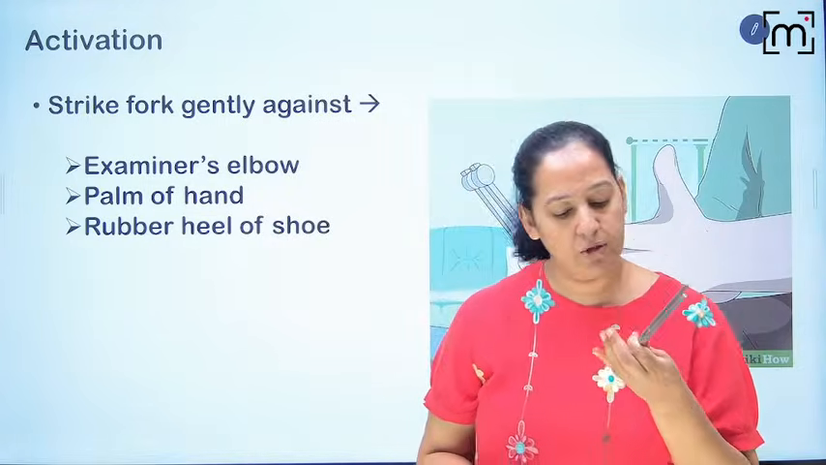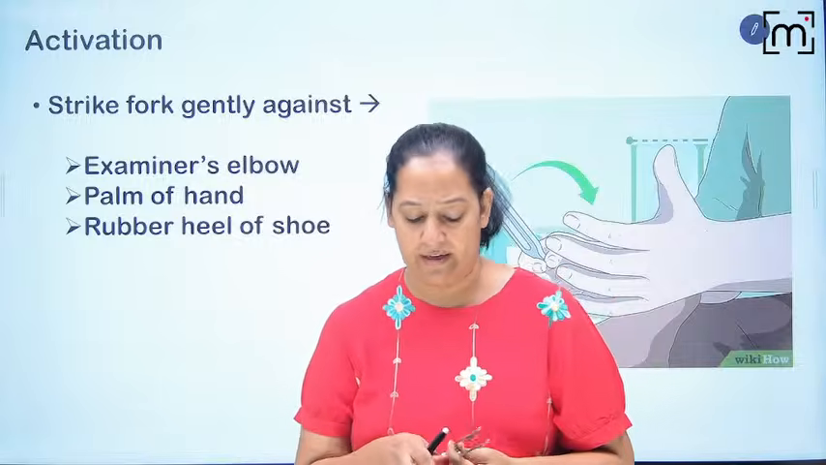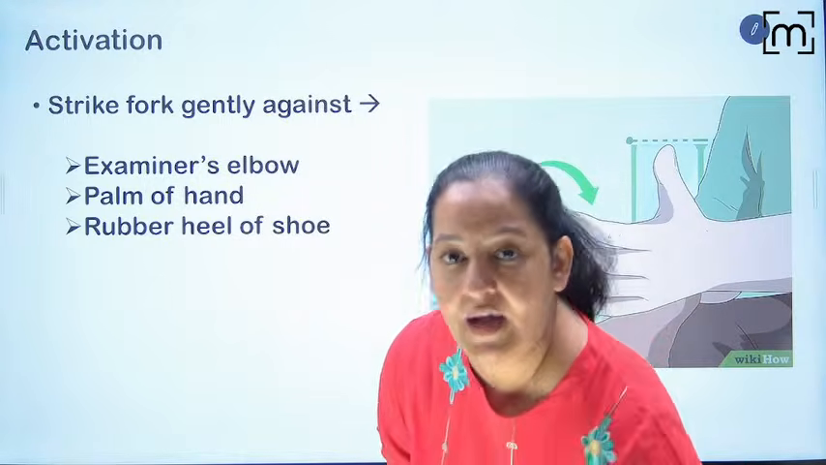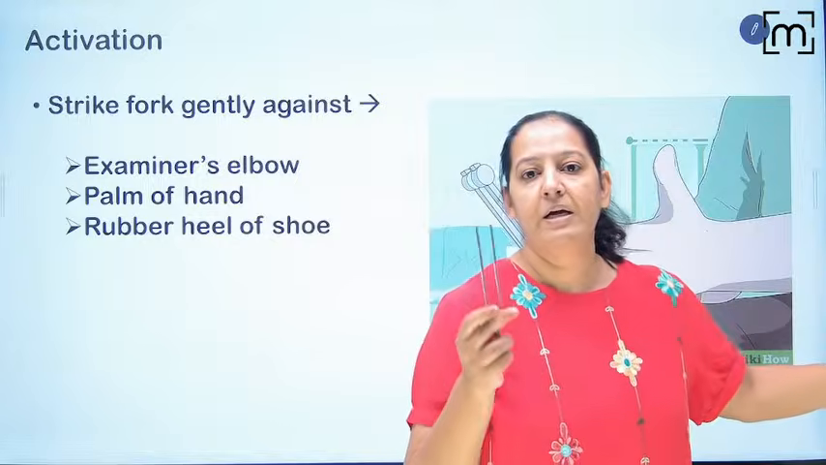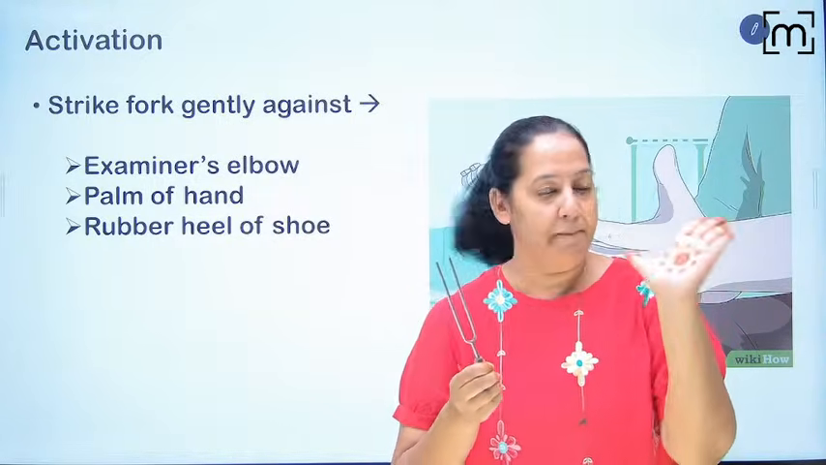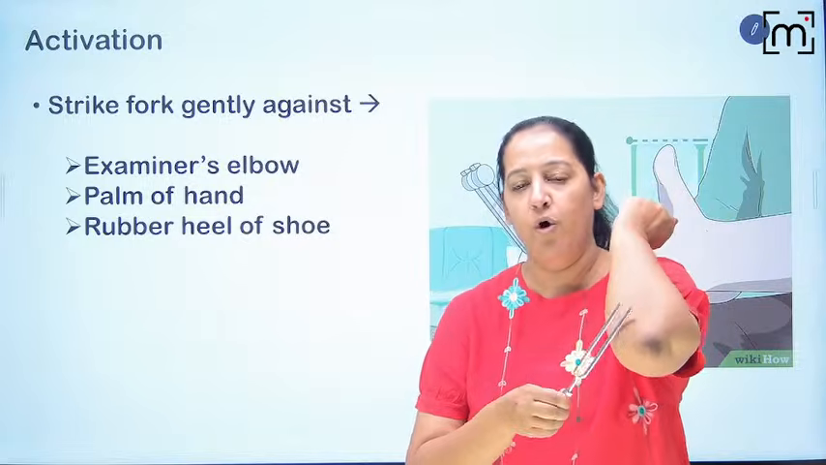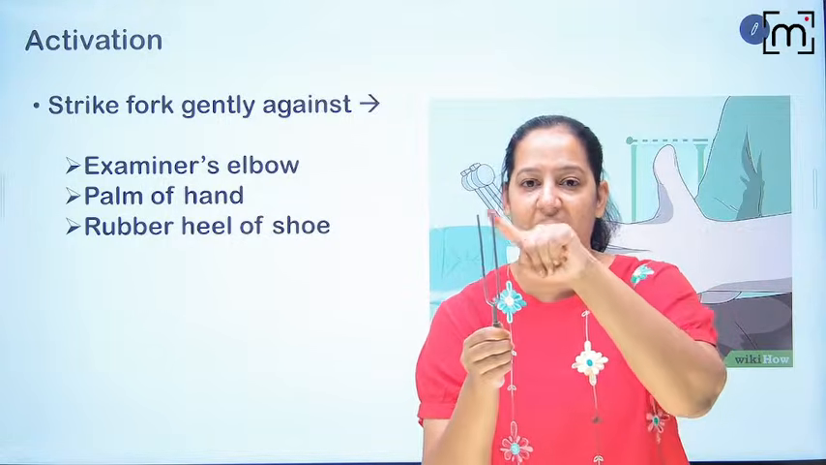Suppose this is 512, although it is 1024, but suppose it is one size less, 512. How do we activate it? Activation is very simple. I guess you all may have seen it in your clinical postings. Hold it like this, and on a hard surface, maybe your palm, your elbow, or the sole of your shoes, you just strike it like this.